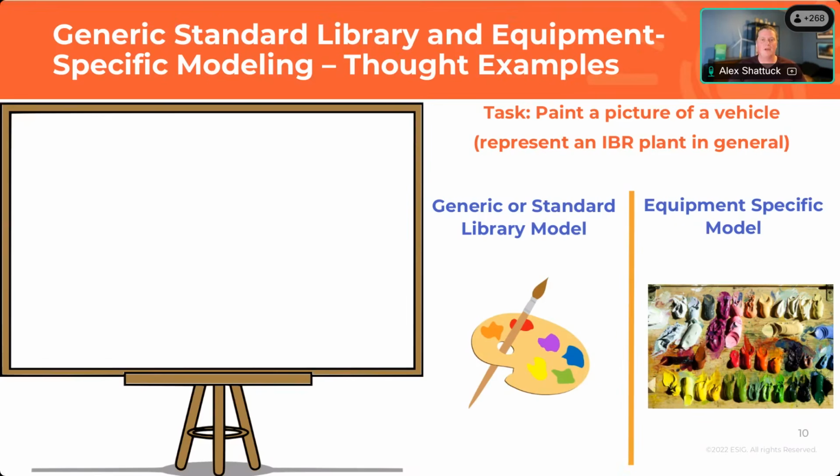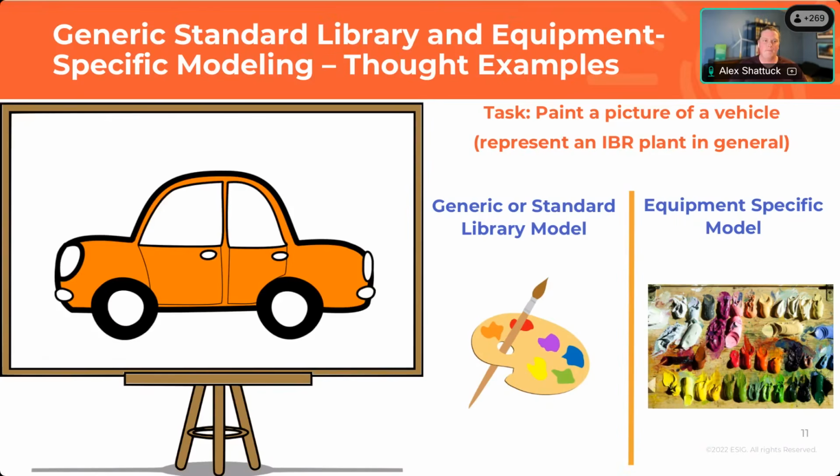So this first task, right? If we just want to make a vehicle, show me an IBR plant, and that's this car on the left. You can see you could make that car with either a standard library model or an equipment-specific model, right? This is a simple car, simple lines, easy colors. You do not necessarily need the equipment-specific model to represent this thing, and you can do that very easily with a standard library model, right?